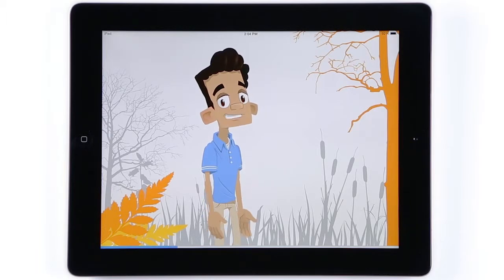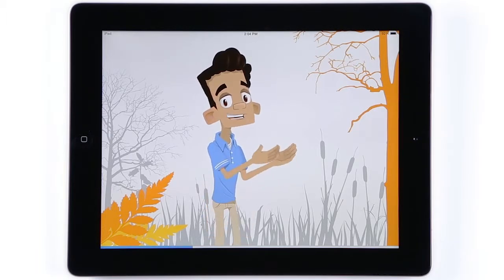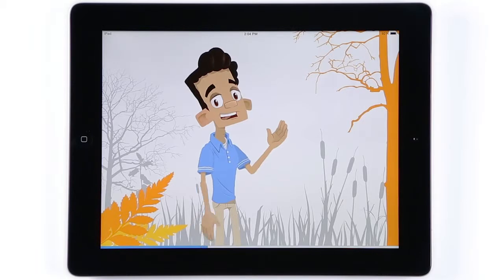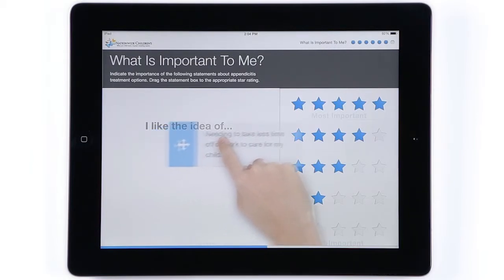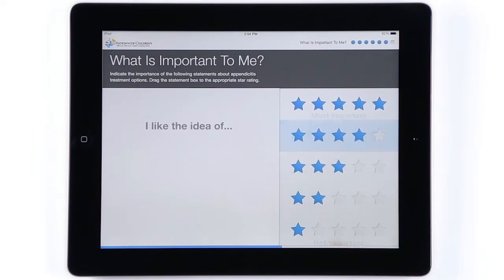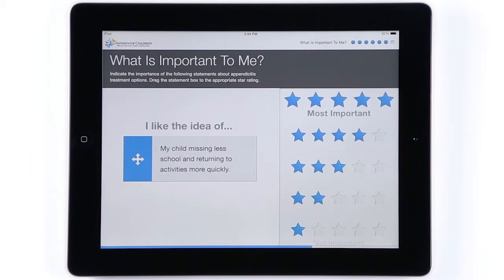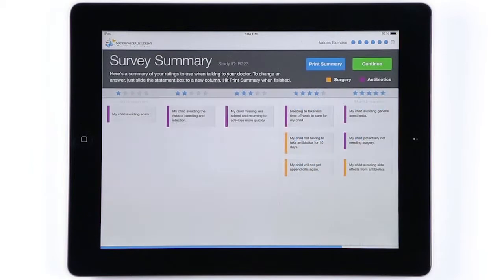We have an exercise to help you sort out the pros and cons of surgery and antibiotics as they apply to your personal situation. In this exercise, you're going to decide how important the features of each of the 2 treatments are to you. Touch and drag the statement on the left over to the number of stars on the right based on how important you think it is. The stars are ordered from most important, 5 stars, to not at all important, 1 star. And don't worry, if you change your mind, you'll have a chance to change your answers at the end of this exercise. Now it's your turn.